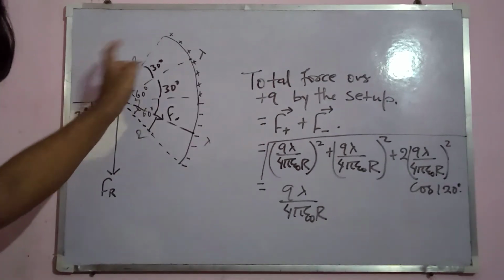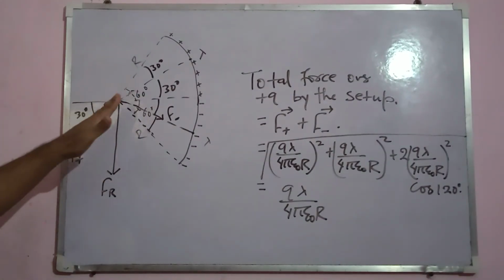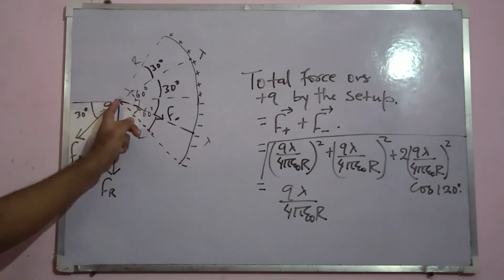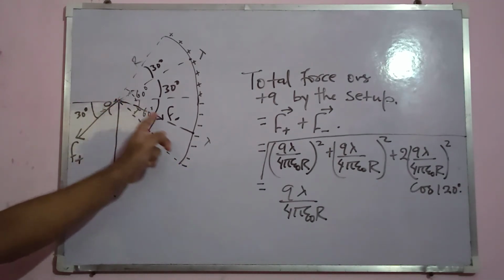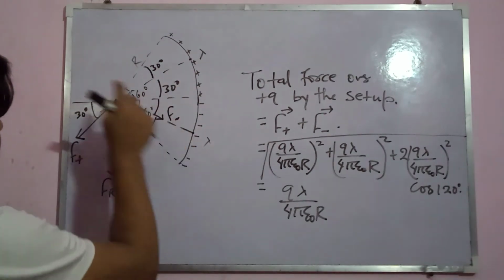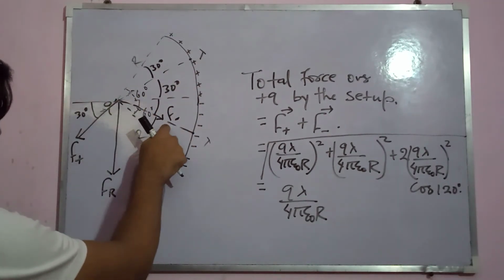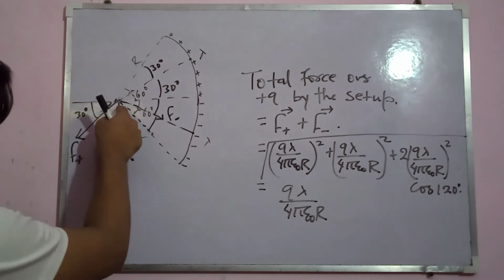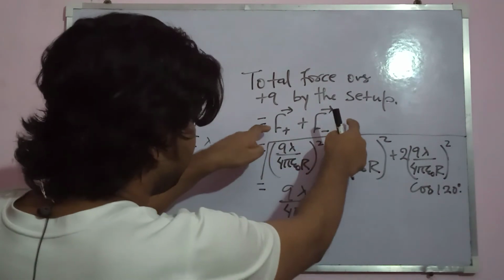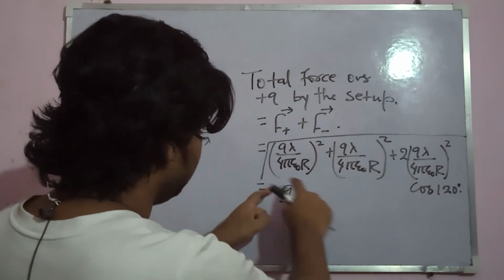See here, the force by the positive charge over this positive Q is along this. The force by this negative charge distribution over the positive charge plus Q is along this. The resultant force by this whole setup over this positive Q is the resultant of these two forces, and that is along this. To find the resultant, I'll have to add the forces vectorially.